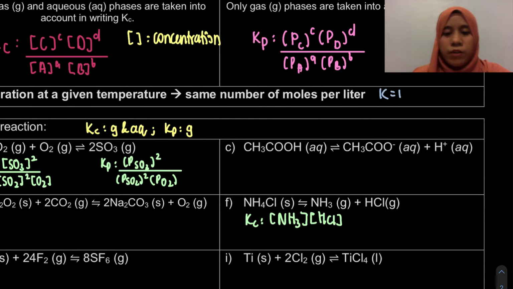So next, let's look at Kp. Kp is only for gas. So again, our Kp is for ammonia and hydrogen chloride. So that is for example F.